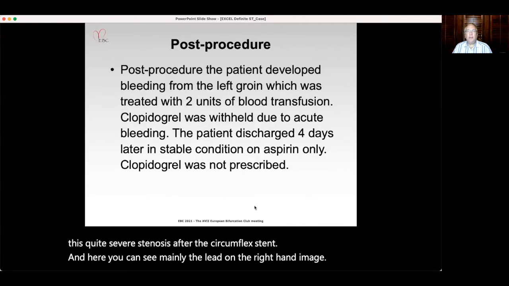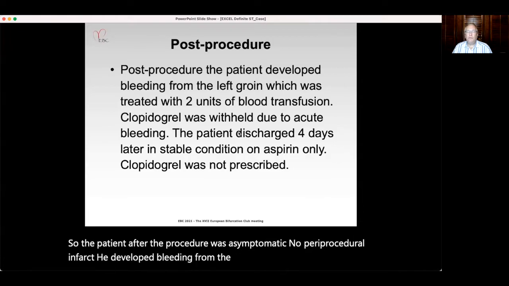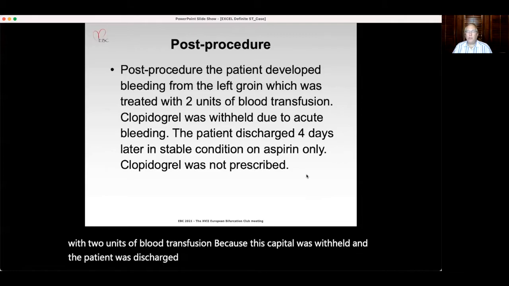So the patient, after the procedure, was asymptomatic, no periprocedural infarct. He developed bleeding from the left groin, which was treated with 2 units of blood transfusion. Because of this, clopidogrel was withheld, and the patient was discharged 4 days later in stable condition on aspirin only, without clopidogrel or another P2Y12 inhibitor.